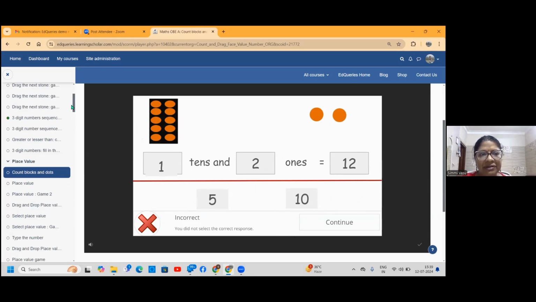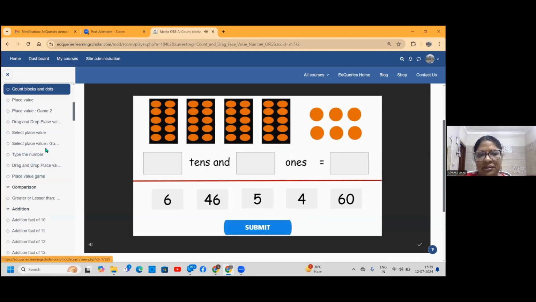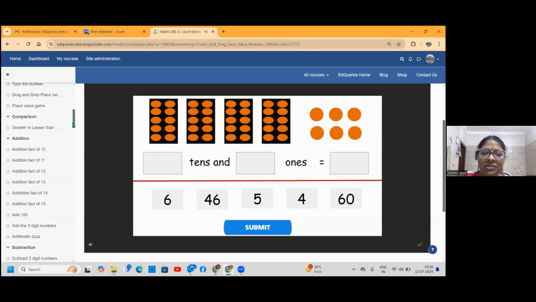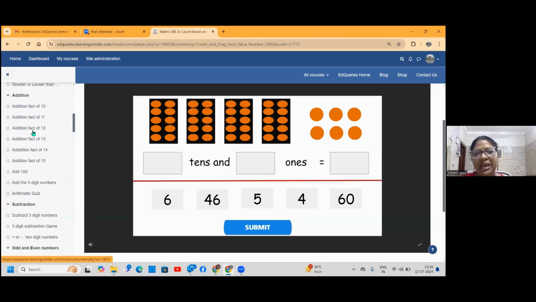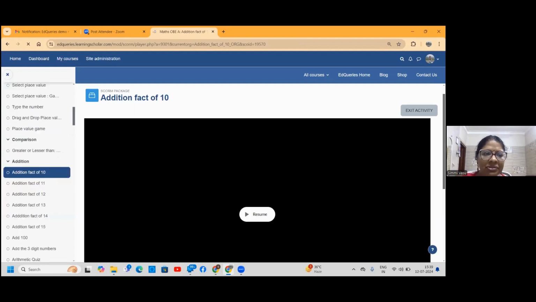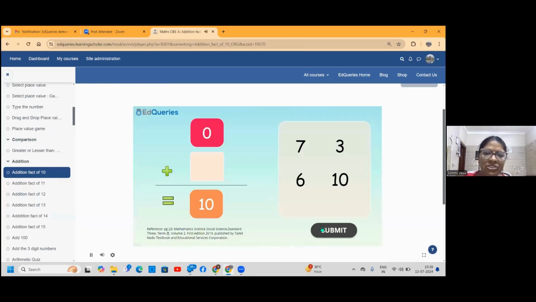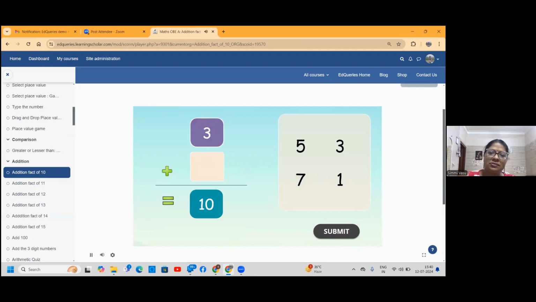So there are different place value games. I don't want to go into the details of each and every game. This is just to give you an overview. So then we have addition facts also. Now how to arrive at number 10. So there is an addition fact of 11, 12. So a lot of numbers for the child to practice. In this game, write the digits into the boxes as shown. Then click submit. 3 plus dash equals 10.